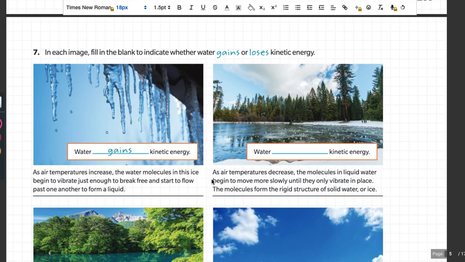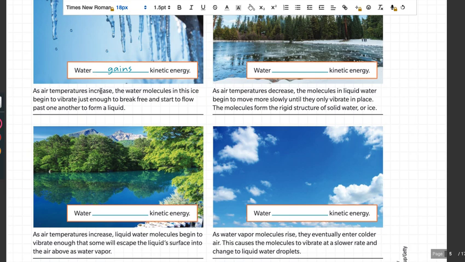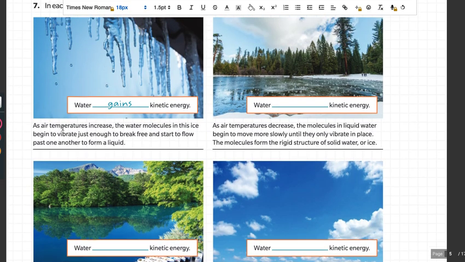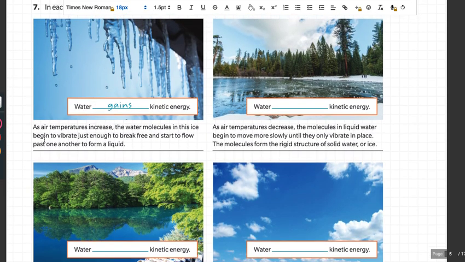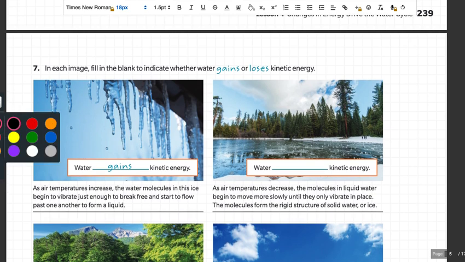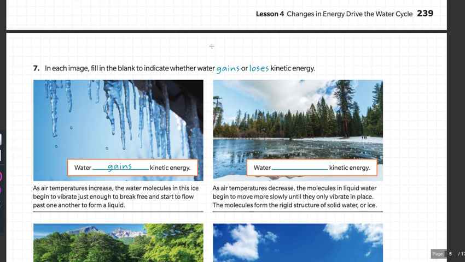So in this first example, water gains kinetic energy. As temperature increases, the water molecules in this ice begin to vibrate enough to break free and turn into liquid. So this is going from frozen to liquid, which is more movement, right? In order from the least to the greatest, you'd have solids, like solid ice.